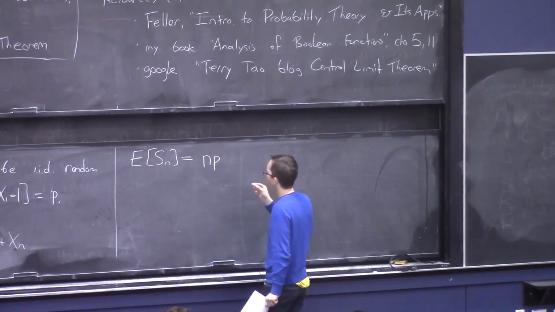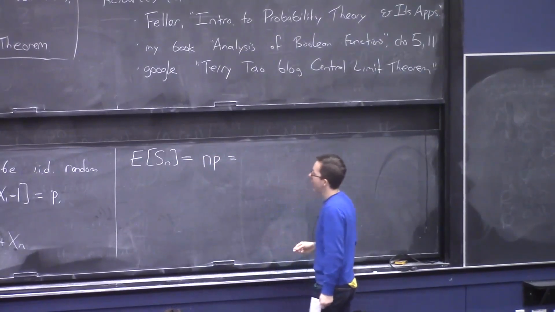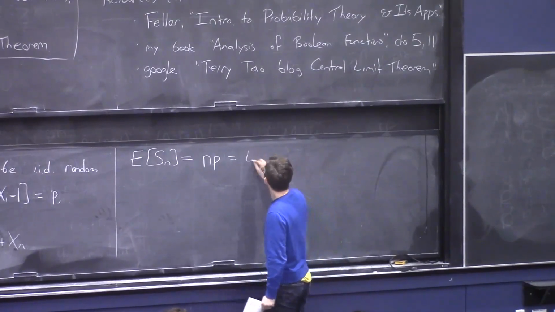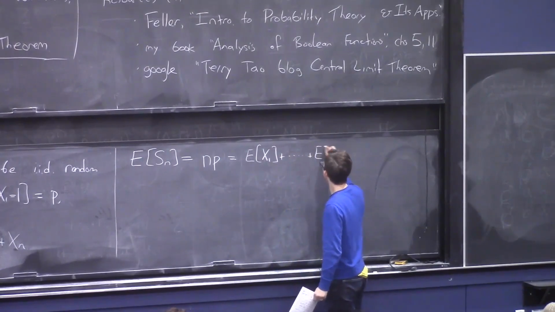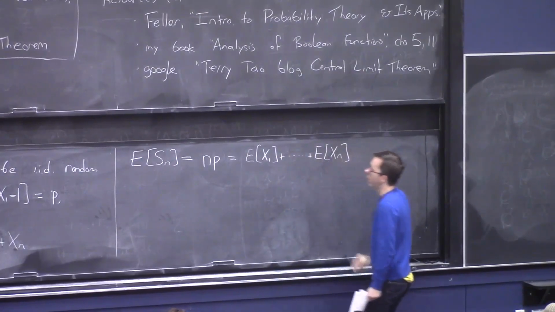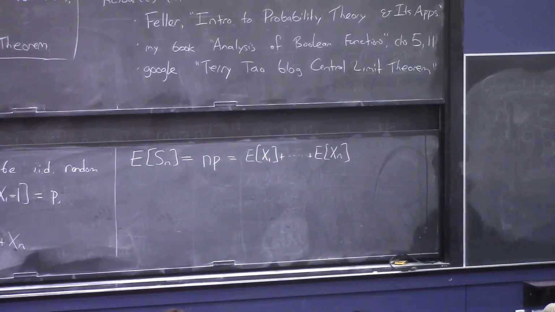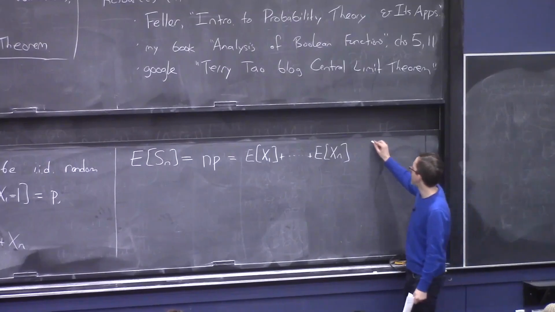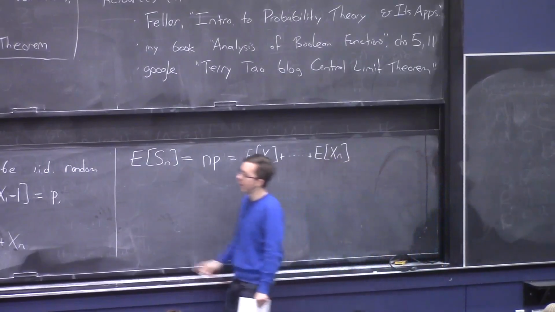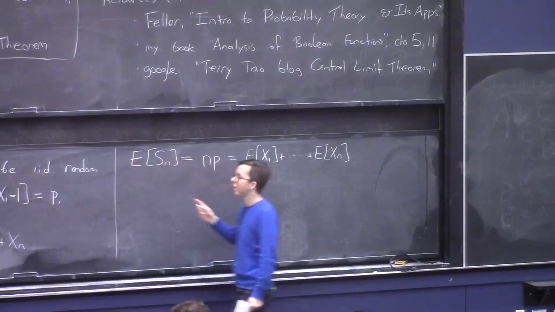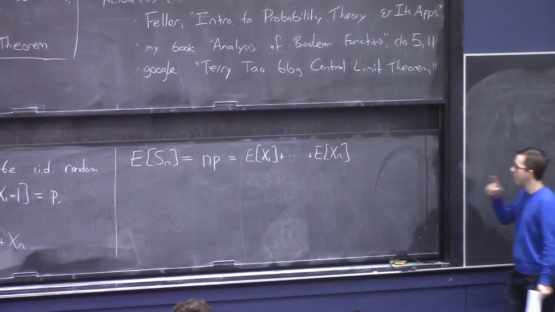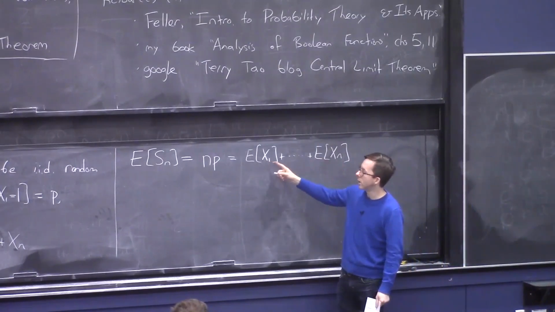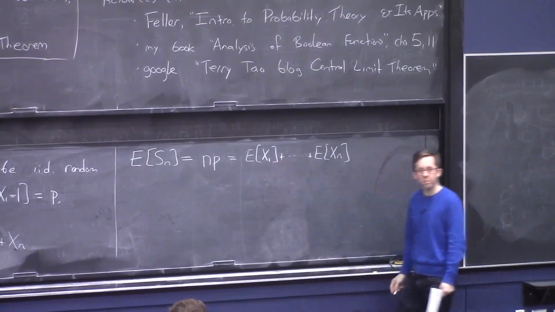Again, a good way to see that is by the rule of linearity of expectation, which says that the expectation of a sum is equal to the sum of the expectations. And for this, we don't even need independence. I stipulated that they're independent random variables, but linearity of expectation is true even when the random variables are not independent. Again, each of these random variables has expectation p because it's 1 with probability p and 0 otherwise.